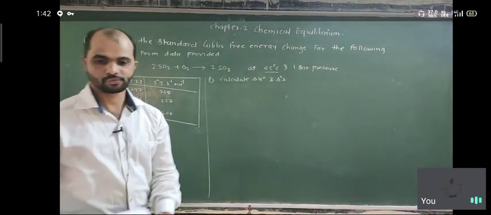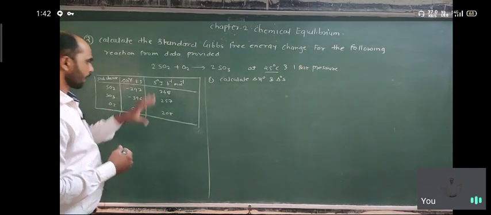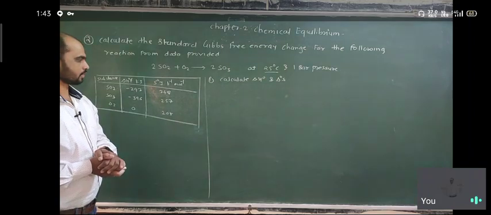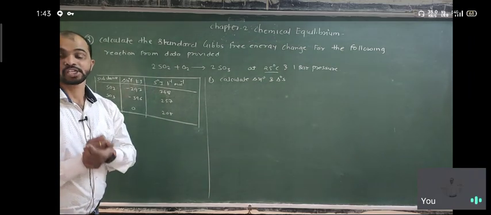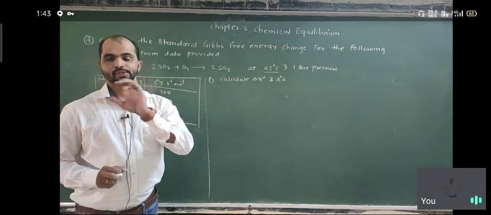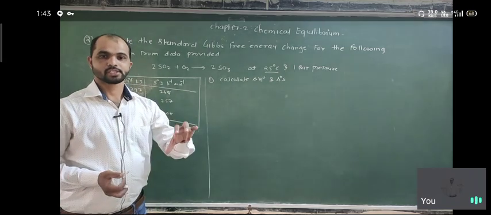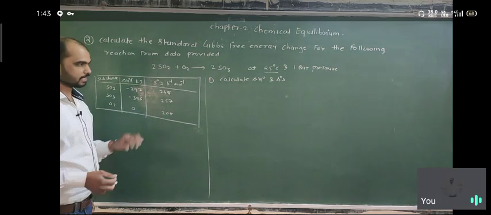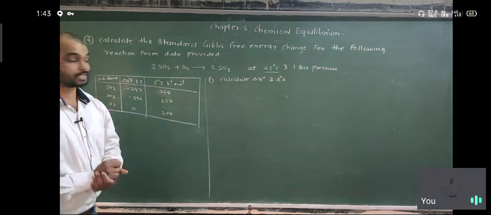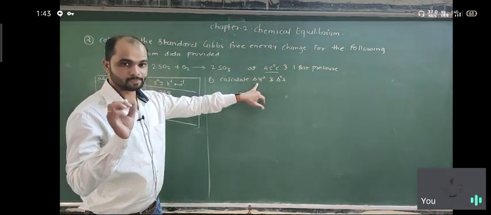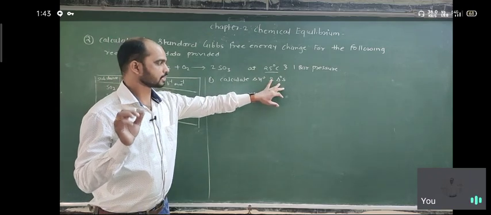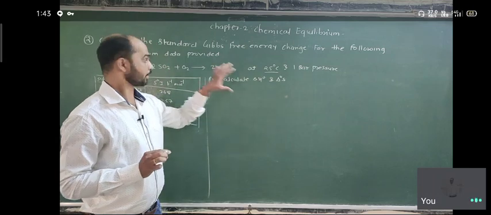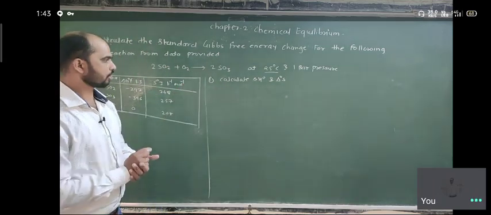So, if we see the data here, the aim is to calculate the standard Gibbs free energy. For the standard Gibbs free energy calculation, first of all we need the change in enthalpy of formation and the change in entropy of formation, because this is the standard condition. So first of all calculate the standard enthalpy change and standard entropy change for this reaction. How do we calculate it?